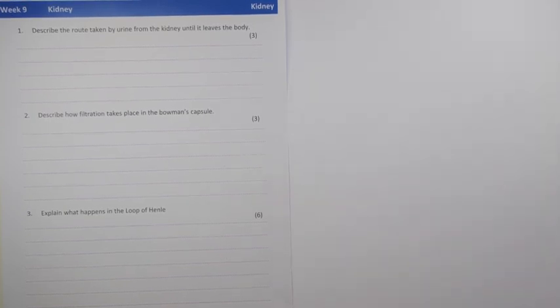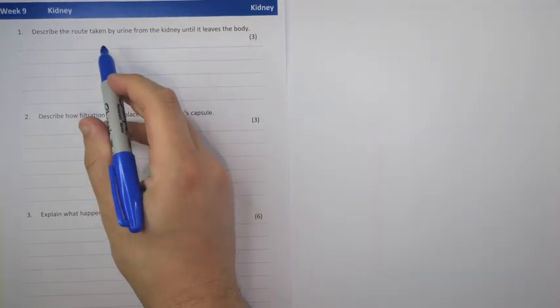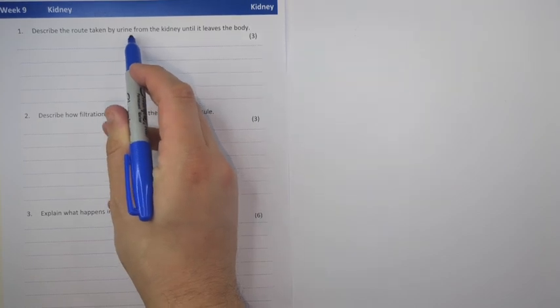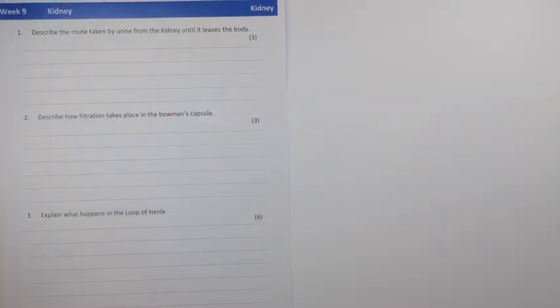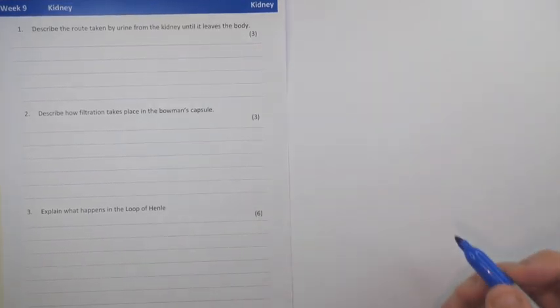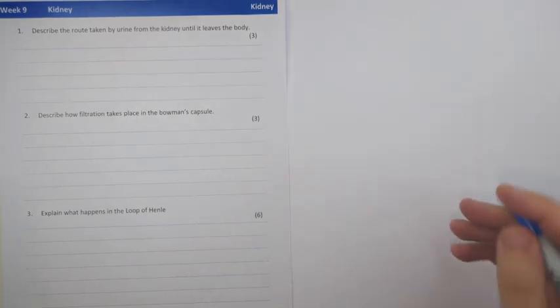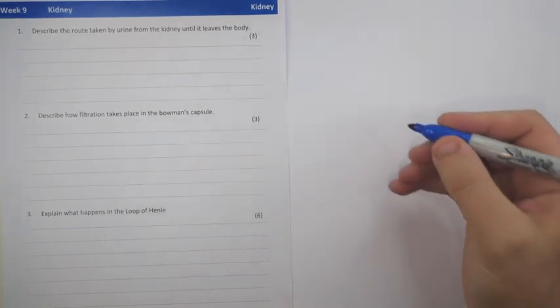So what we're going to do today is look at the kidney. This is triple science. Let's begin with the route taken by urine from the kidney until it leaves the body. But before that, I'm actually going to draw the entire process for you.